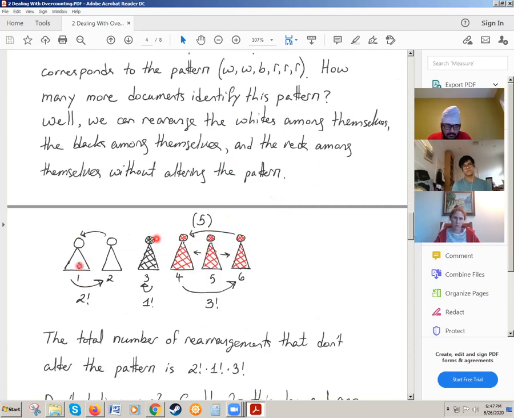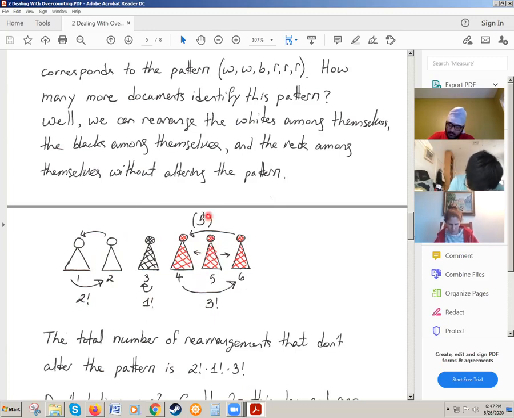Look at this pattern. I can interchange the whites among themselves without any change, so there are 2 factorial. The black I can interchange with itself, so there is 1 factorial. And the reds I can interchange among themselves, so it's another 3 factorial. So how many synonyms for this particular pattern? 2 factorial times 1 factorial times 3 factorial.